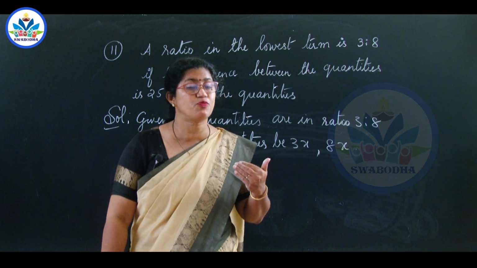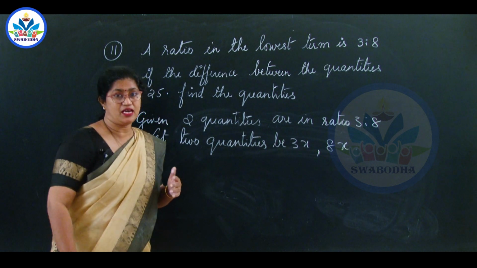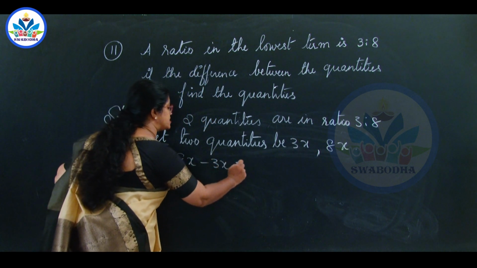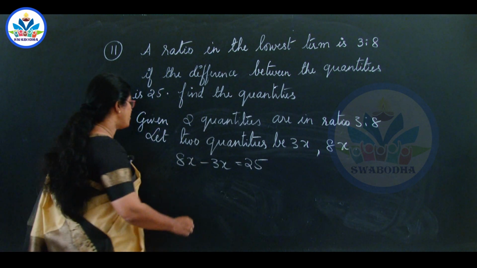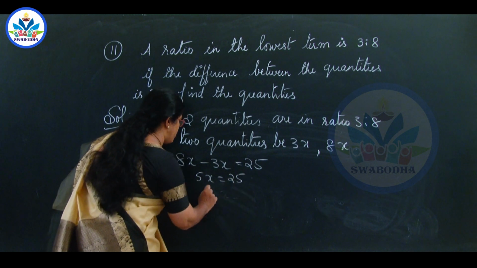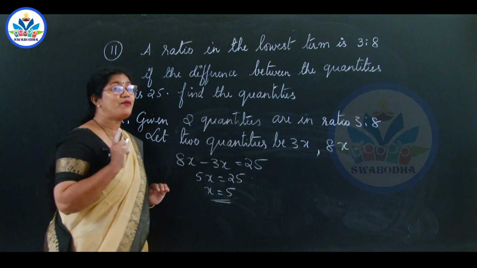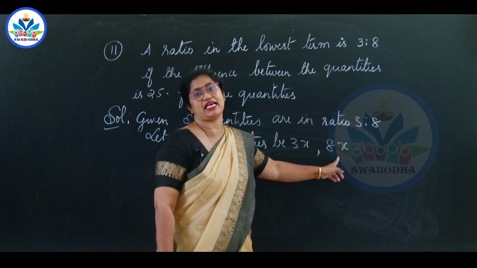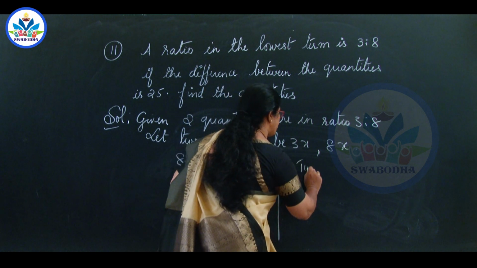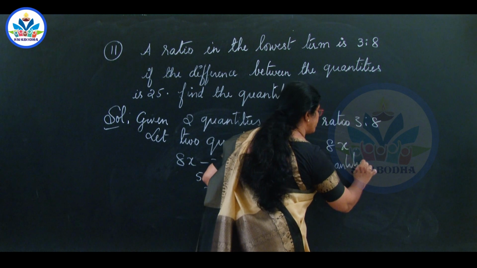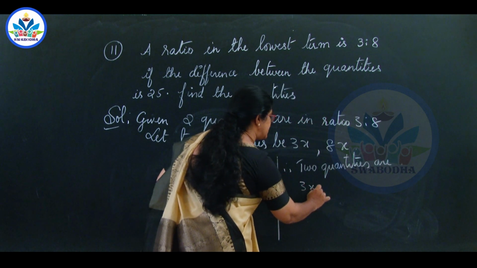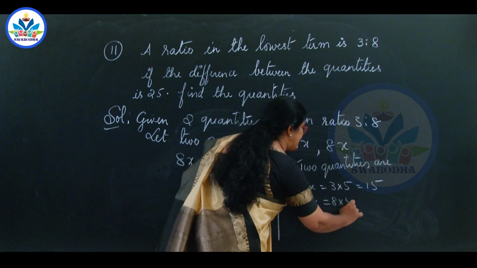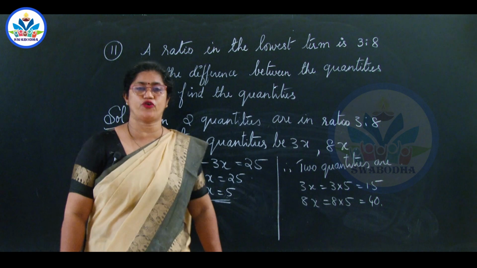That means the greater number minus the smaller number must be 25, because 25 is positive, and it is very obvious to me that 8x is the greater number. So, I will take 8x minus 3x is equal to 25. From there I get 5x is equal to 25, or x is equal to 5. What am I asked? I am asked to find the two quantities, and those are 3x and 8x. Therefore, the first one is 3x, so 3 into 5, that is 15, and the next one is 8x, that is 8 into 5, which is equal to 40.